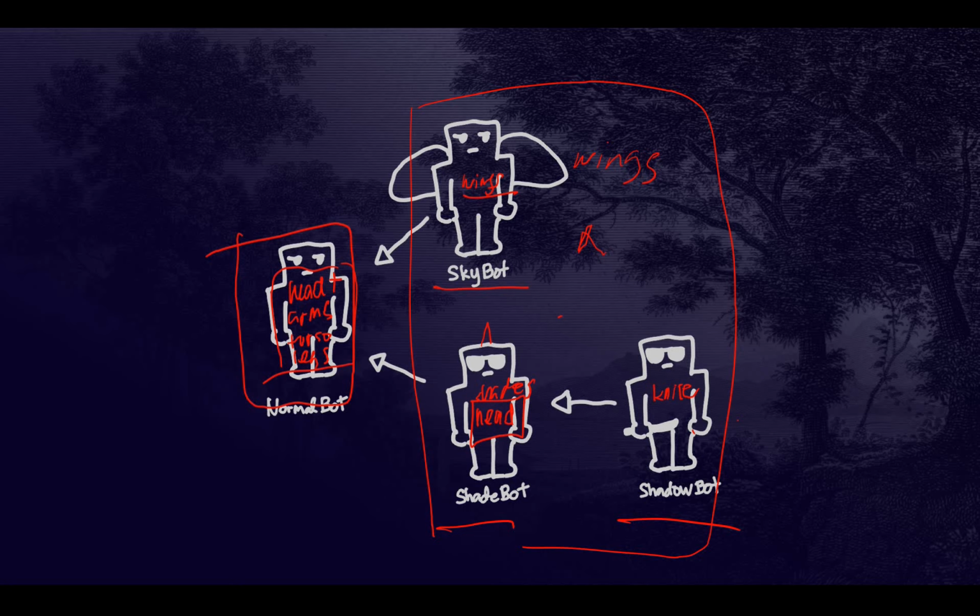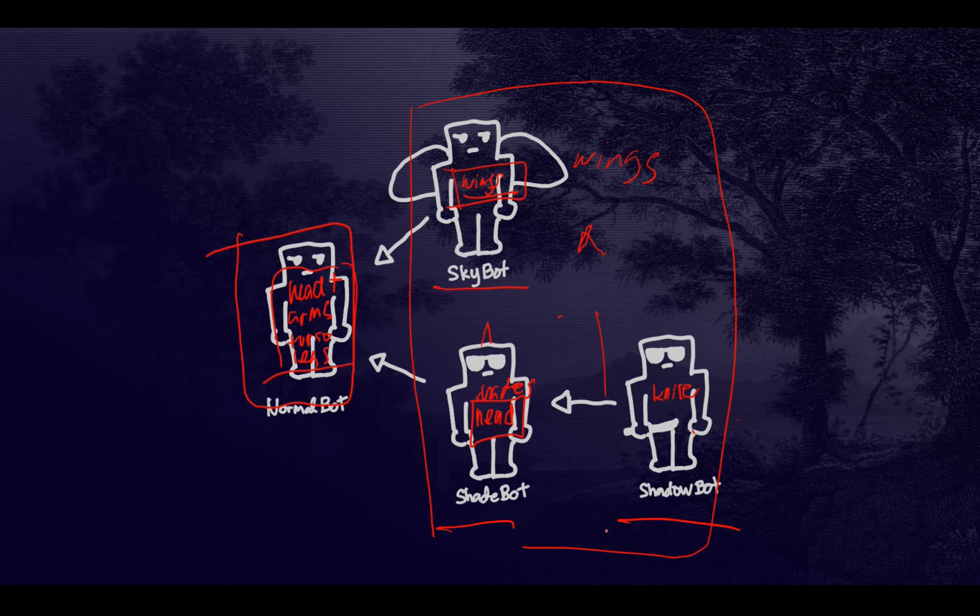And this is where the terms inheritance and extension make sense, because special classes inherit all of the attributes and methods of the general class in the same way that a child inherits something from its parent. So Skybot inherits heads, arms, torsos, and legs from NormalBot. The term extension also makes sense because Skybot extends the capabilities of NormalBot because of the added attribute wings, for example. And another note, you can also specialize specializations as well.